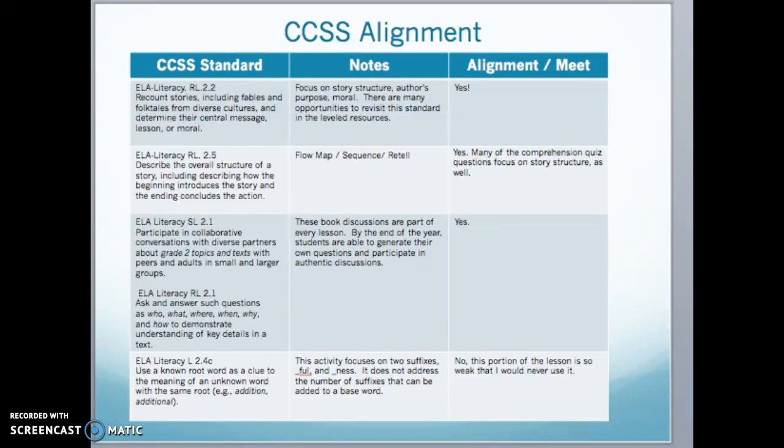4 out of 5 standards were structured in such a way that students could easily master the standard. The activity accompanying the remaining standard, Language 2.4c, has to do with using a base word to determine the meaning of an unknown word with the same base. It only made use of the suffixes full and ness and would not lead to mastery of the standard. In fact, it was so weak that it seemed pointless.